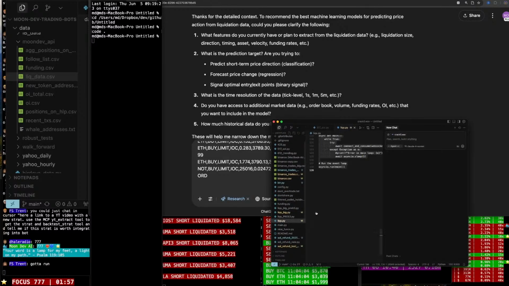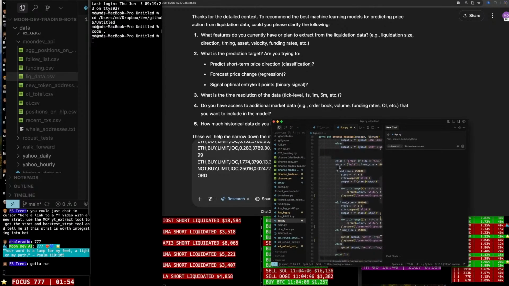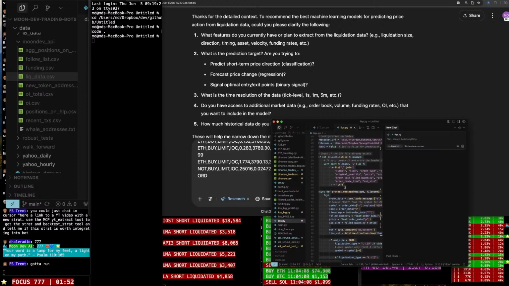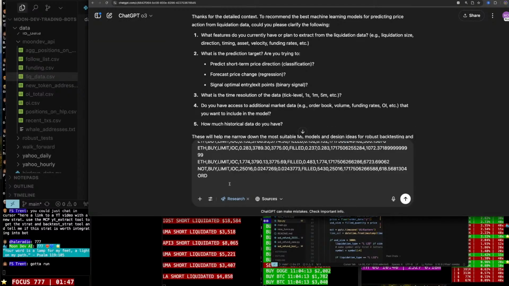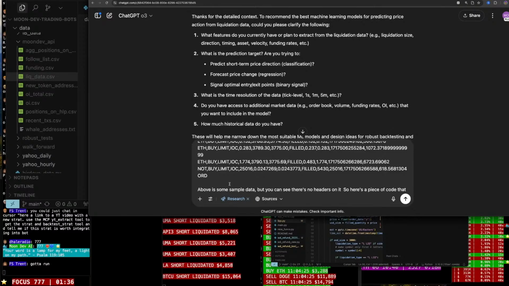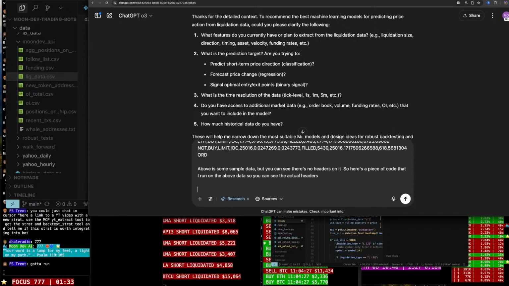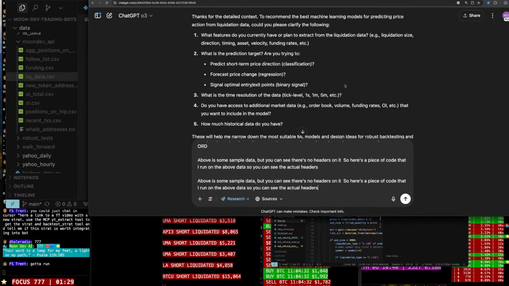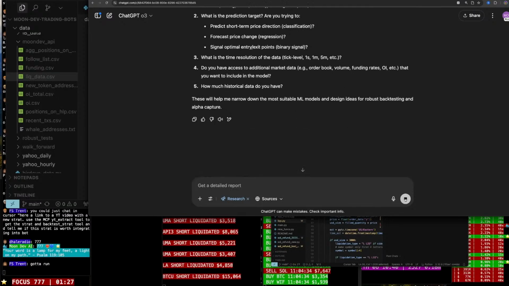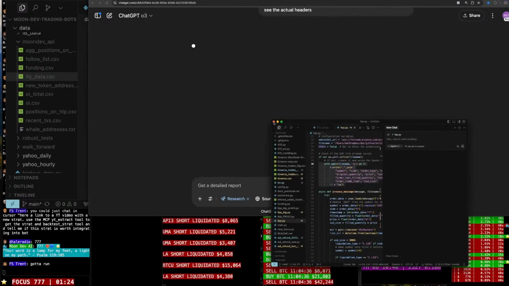Above is some sample data, but you can see there's no headers on it. So here's a piece of code that I run on the above data so you can see the actual headers. Okay, there we go. Let's see what she's got.